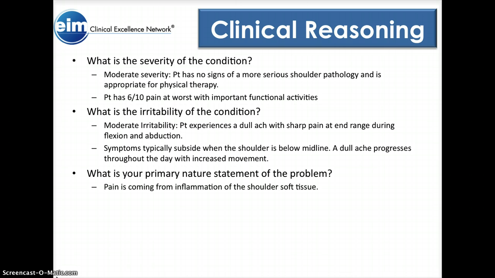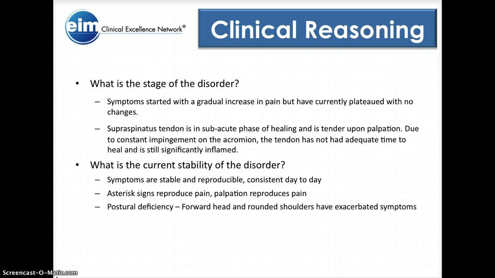His irritability was also moderate. He had a dull ache with sharp pain at end ranges in flexion and abduction, and symptoms typically subsided when the shoulder fell below midline, but that dull ache was always present throughout the day. And the nature of the problem was pain that was coming from inflammation of that shoulder soft tissue.